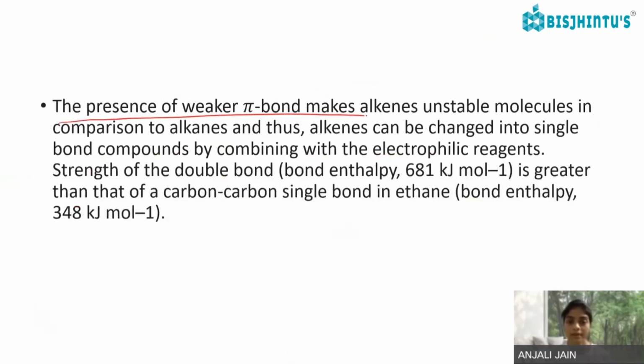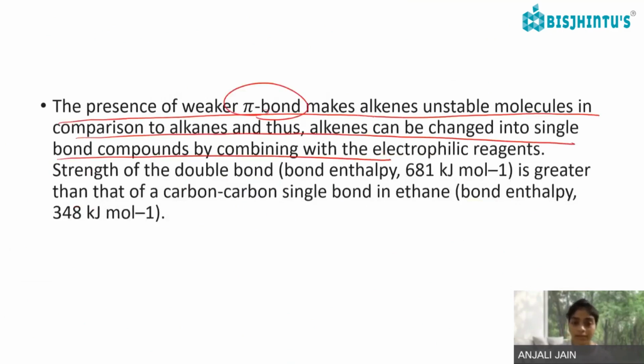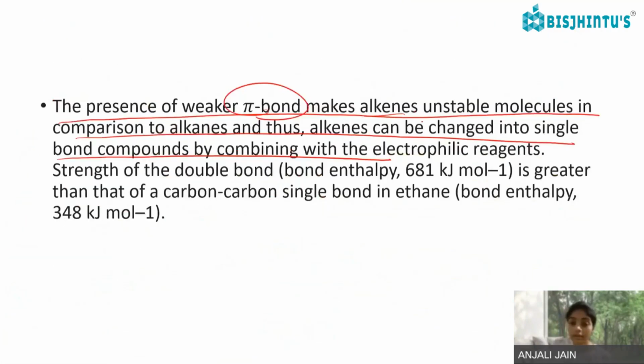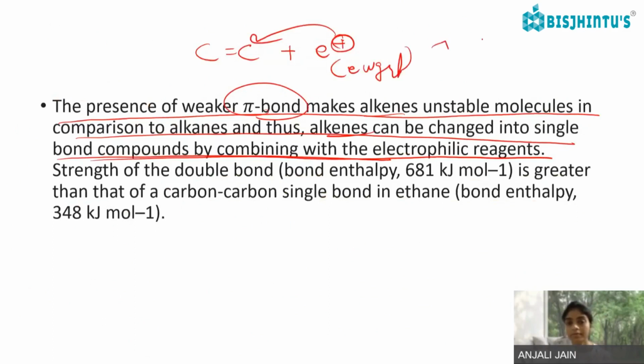The presence of the weaker pi bond makes alkenes unstable in comparison to alkanes, and thus alkenes can be changed into single bond compounds. If a weak pi bond system is present, the molecule is unstable, and electrophilic addition or substitution reactions can happen. So alkenes can be changed into single bond compounds by combining with an electrophilic reagent. The C double bond C is attacked by an electrophile, and alkane formation can happen.